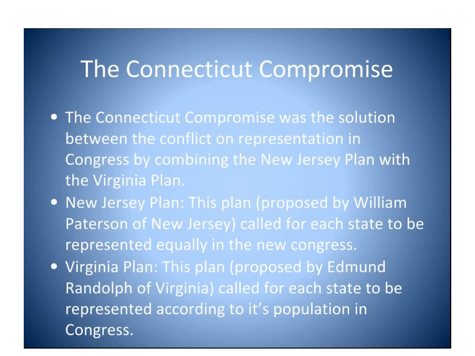Now, the Virginia plan, proposed by Edmund Randolph of Virginia, called for each state to be represented according to its population in Congress.